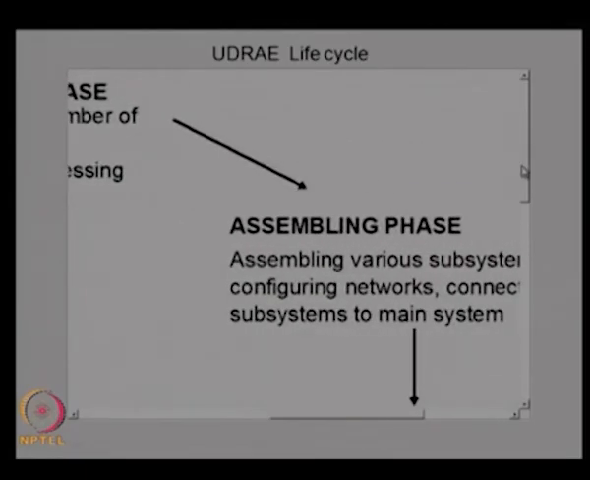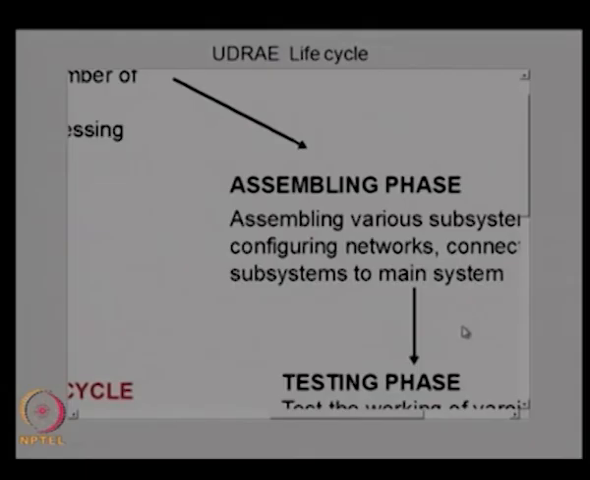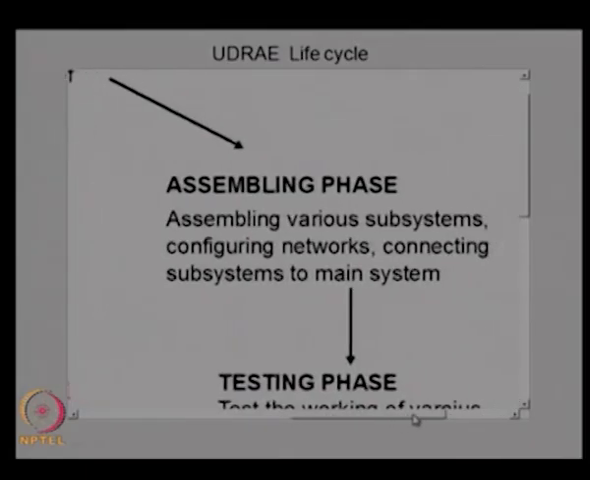And then it is the assembling or the integration phase. So we assemble the various subsystems into a main system. Whatever hardware we identified, we try to integrate together here. If any development or new design needs to be done, that also will be done. Then we will do the assembling of various subsystems, then configuring of networks and connecting subsystems to the main system in the assembly stage. Then we go for the testing.